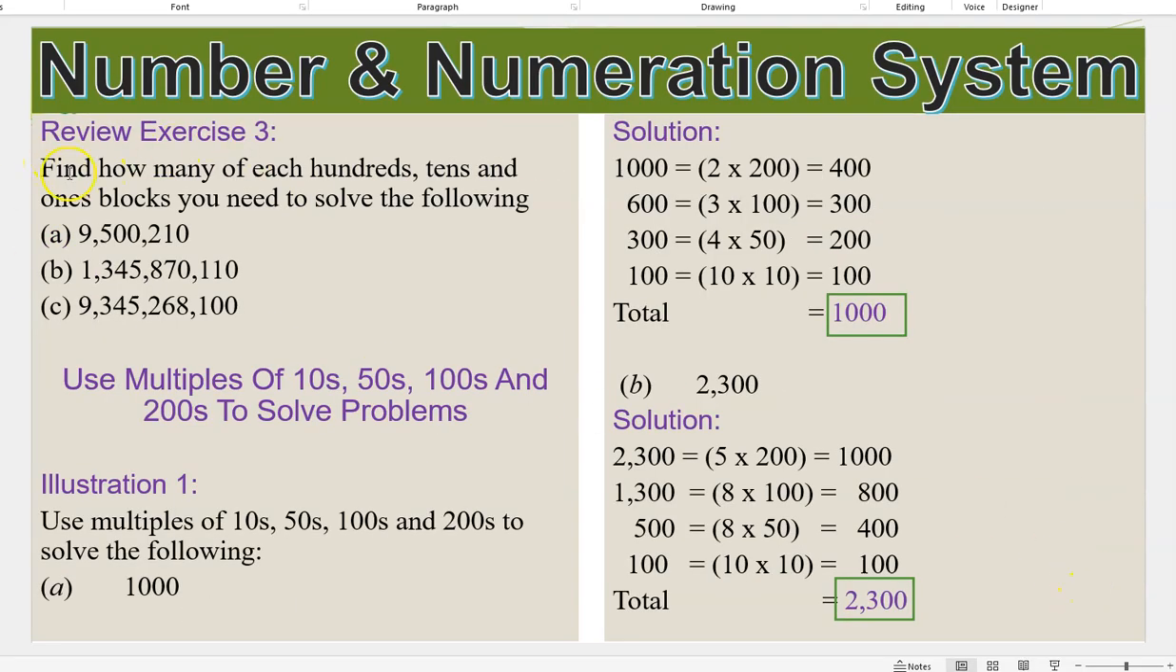Review exercise 3. Find how many of each hundreds, tens, and ones blocks you need to solve the following. These are the questions. I decided not to add answers to them.